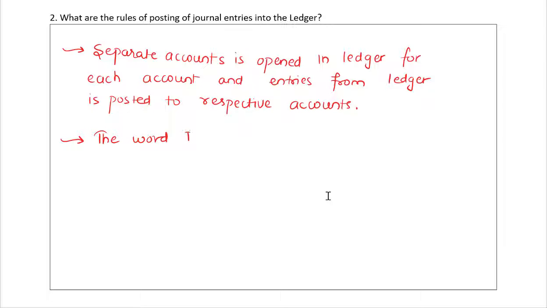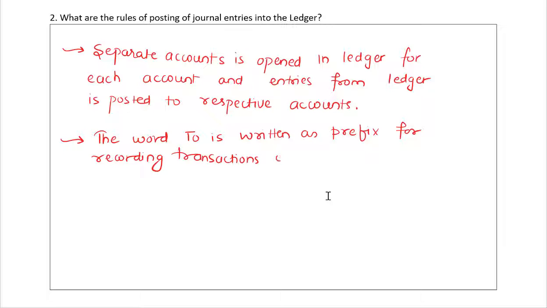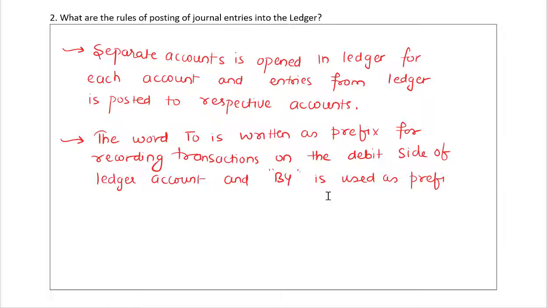The word "To" is written as a prefix for recording transactions on the debit side of the ledger account, and "By" is used as a prefix in the transactions recorded on the credit side of the ledger book.